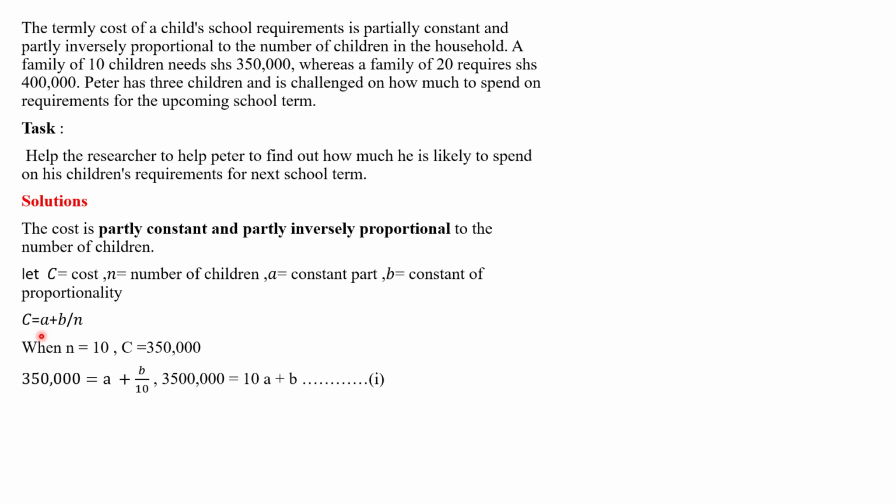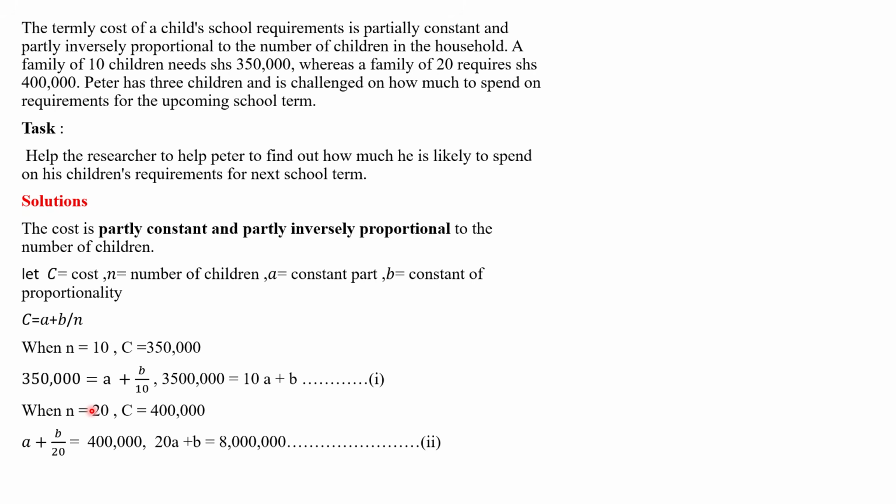So now we use those two conditions. For a family with 10 children, one must pay 350,000. You substitute, and we have 350,000 is equal to A plus B over 10. Now here you multiply by 10 throughout so that you eliminate the denominators. So times 10, times 10, times 10, I get 3.5 millions is equal to 10A plus B, and that is our equation 1.